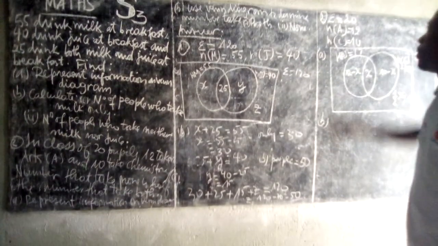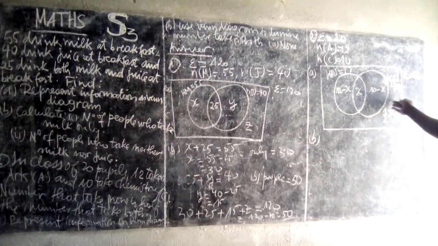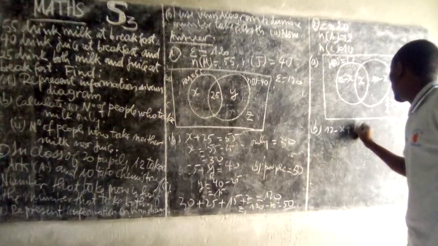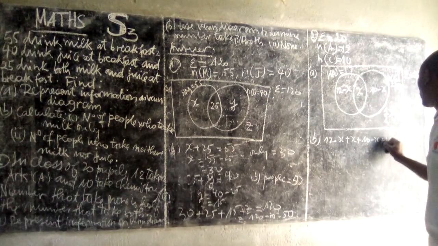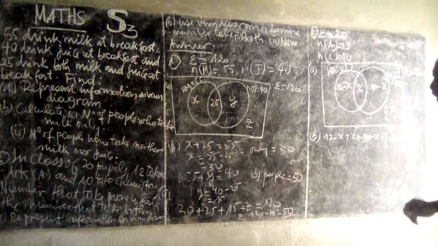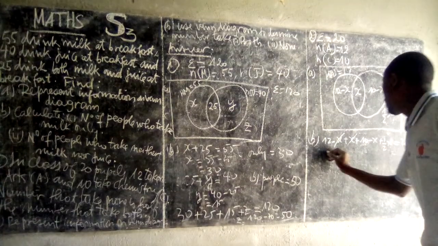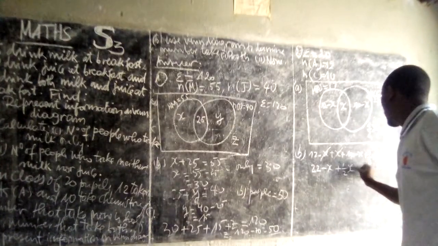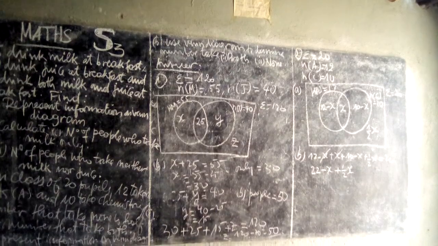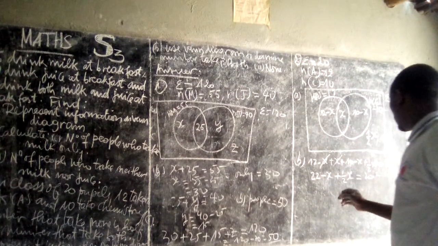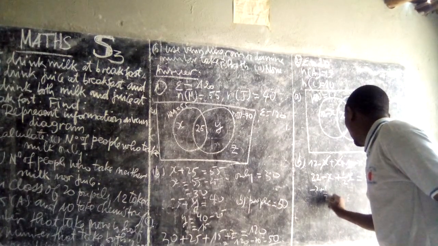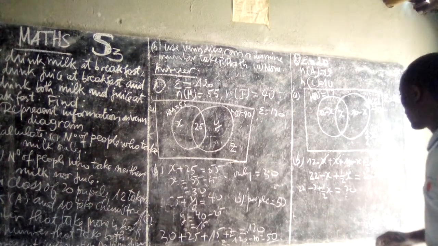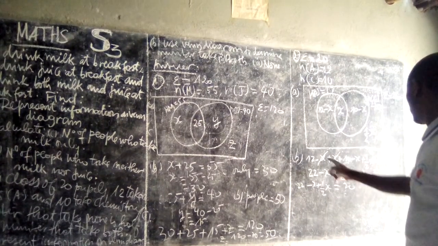Use the Venn diagram to determine both. It means that we have to make a total of this one. It means 12 minus x, plus 10 minus x, plus 1 over 2x equals 20. This is simplified: 12 and 10 is 22, minus x, plus 1 over 2x, then equal to 20. So minus x plus 1 over 2x equals 22 minus 20.